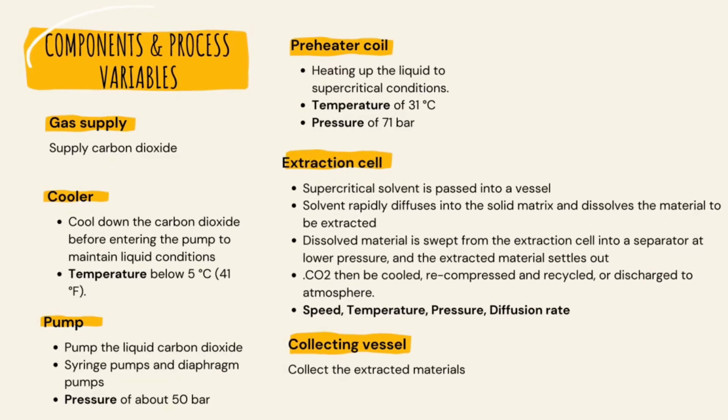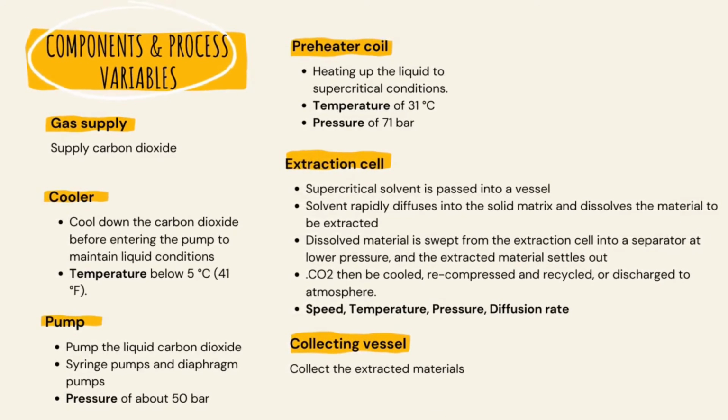First is the gas supply, which is used to supply carbon dioxide gas. Next, the carbon dioxide gas will pass through a cooler to cool it down before entering the pump. The process variable involved is temperature, which is below 5 degrees Celsius. Then, the pump pumps the carbon dioxide in liquid form. The process variable involved is pressure at about 50 bar.